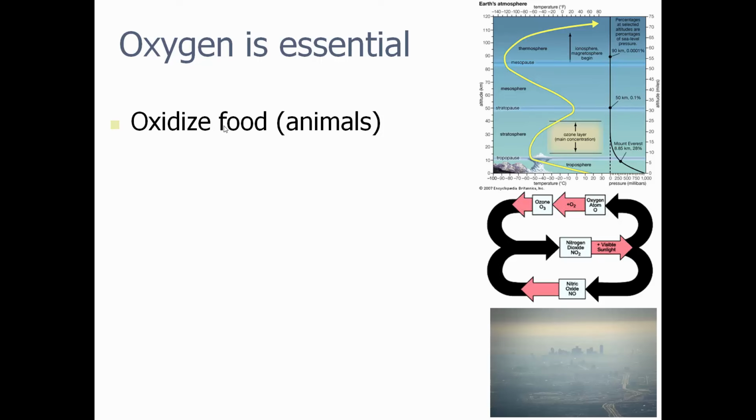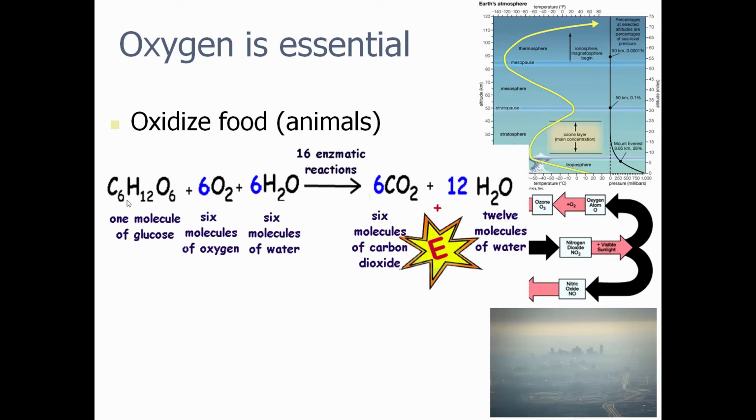So oxygen is important in terms of animals because it helps us oxidize food. This is the equation for cellular respiration. We take the sugar that the plants made, we take the oxygen the plants made, and we take water, and we take that in these ratios. We run it through 16 enzymatic reactions, things to lower the activation energy so it actually moves. And what we produce is 6 CO2s and 12 waters, which can go back into cellular respiration.